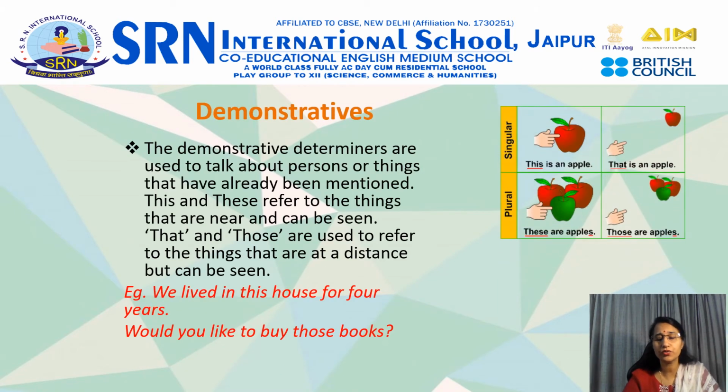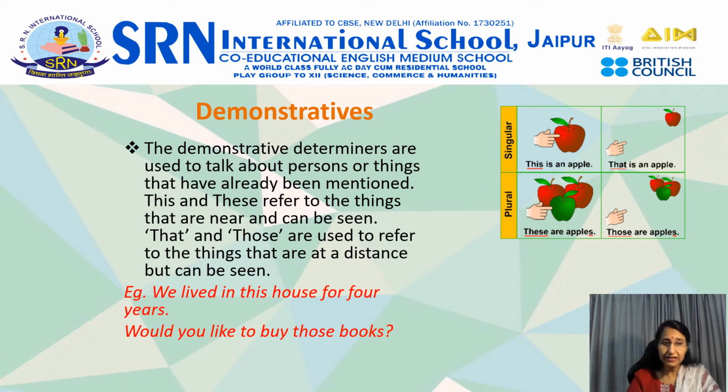Now let's move on to the next type, that is demonstratives. Here, this, these, that, those are demonstratives. The demonstrative determiners are used to talk about persons or things that have already been mentioned. This and these refer to the things that are near and can be seen, and that and those are used to refer to the things that are at a distance but can be seen.